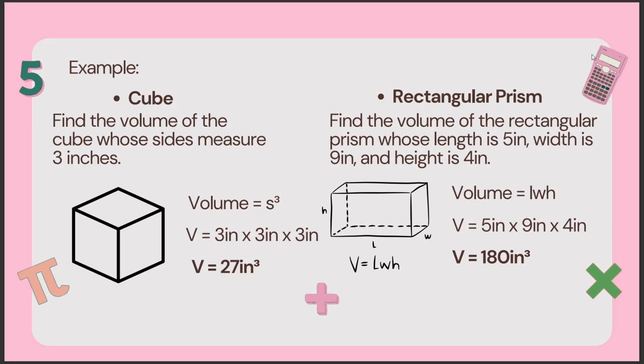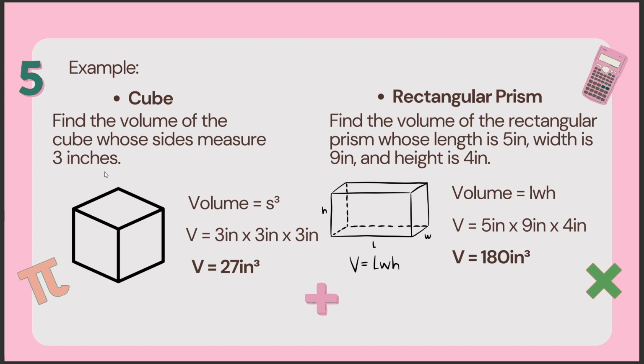So here are the examples of cube and rectangular prism. For the cube, we have: find the volume of the cube whose sides measure 3 inches. Di ba, sa cube, equal lahat ng sides niya. So pwedeng kahit isa lang yung given natin, alam natin na ito yung pinakagagamitin natin.